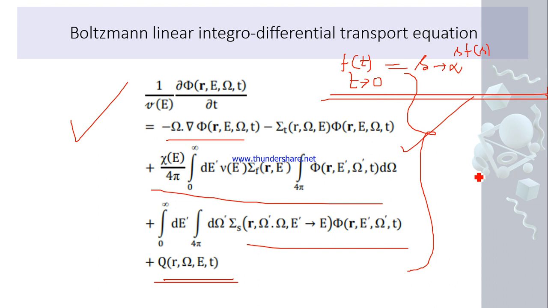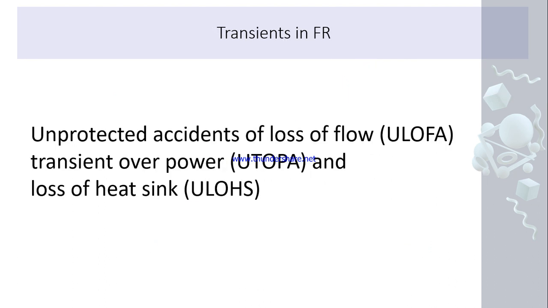There are several first order, second order, different kinds of perturbation theory. So this is the fundamental, this is the mathematics behind the concept of transients in a nuclear reactor. So in fast reactors, broadly the transients are classified into three major categories.